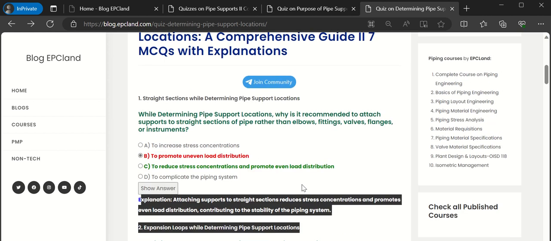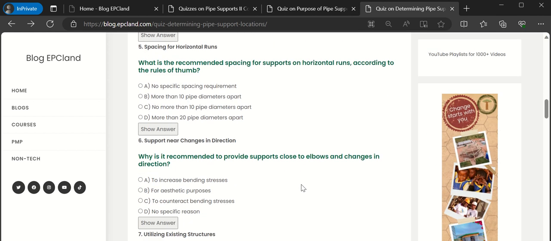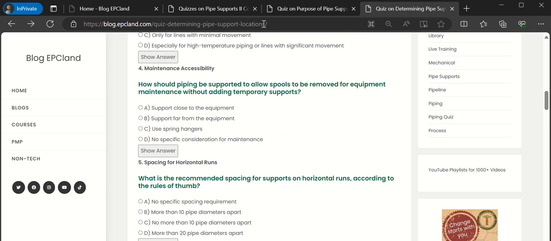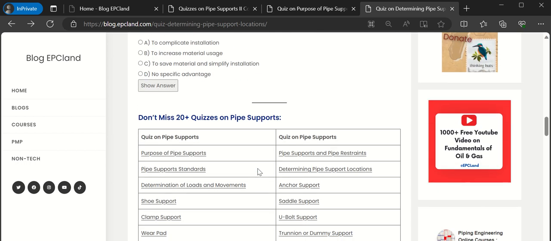Similarly, for this section we have covered a few questions. You can look into this. If you already know how we determine the pipe support locations, then you can refresh your knowledge. Otherwise, you can test your knowledge once you go through this section.